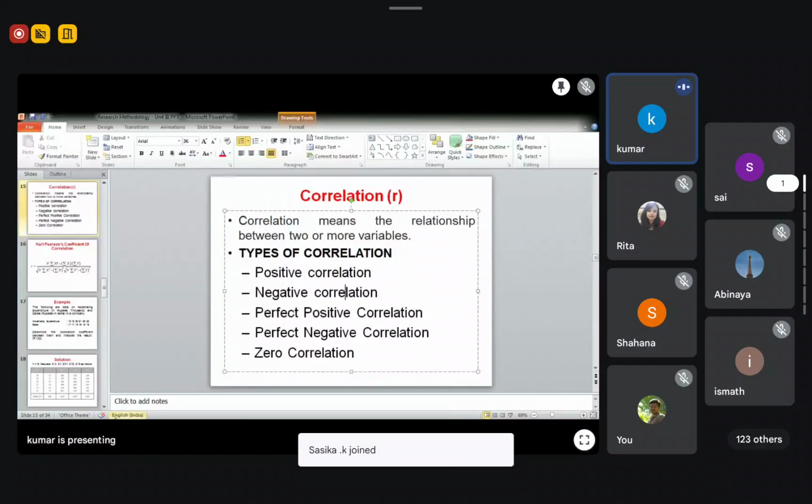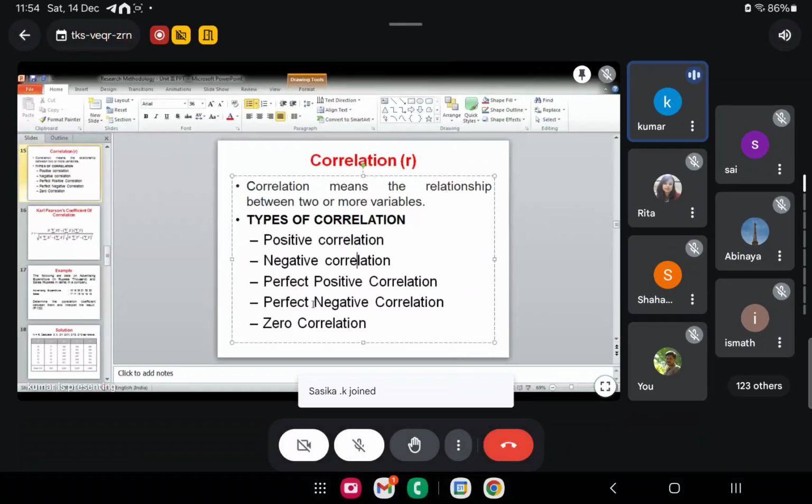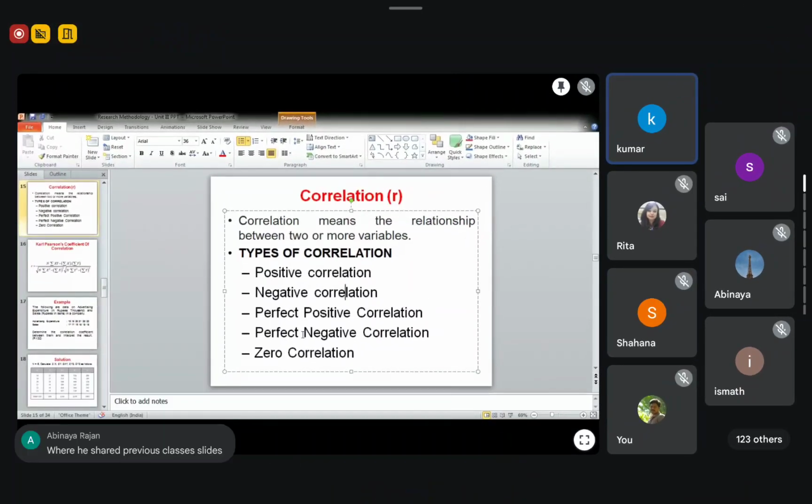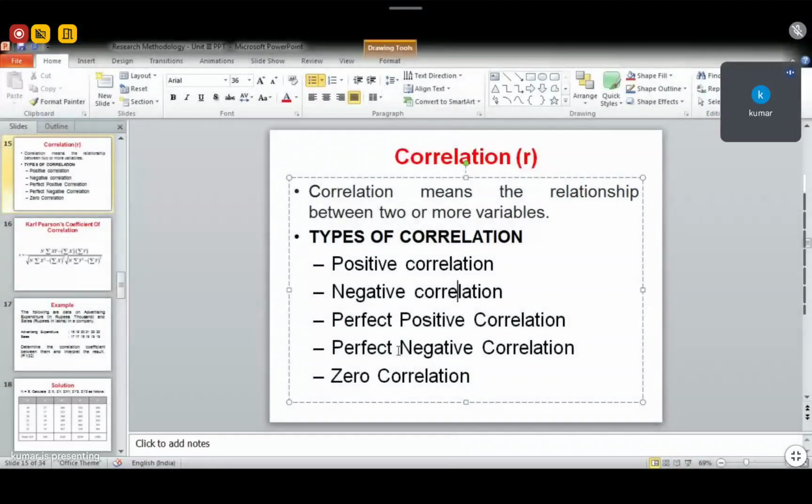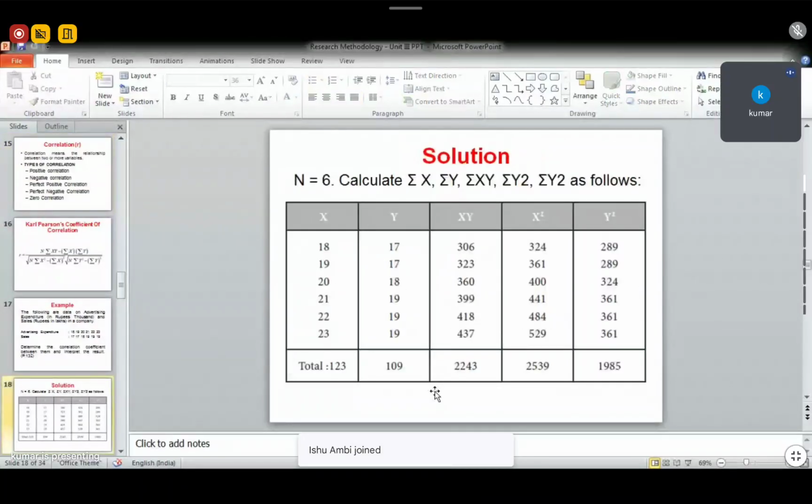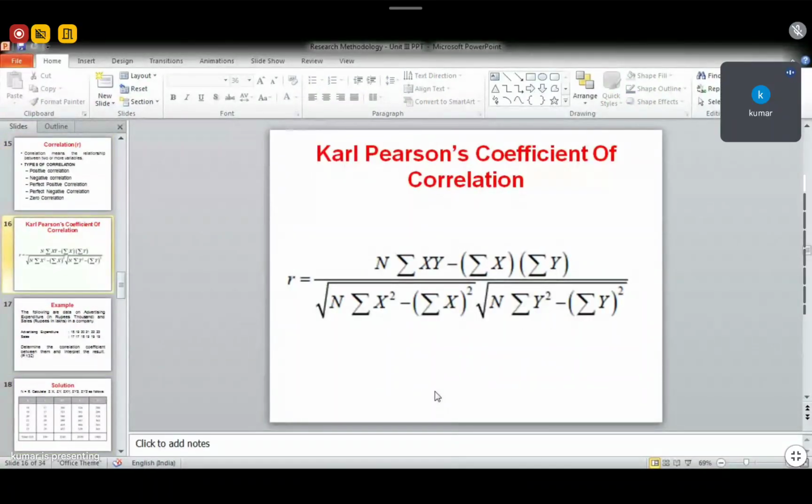Correlation is the next topic, from which you will also get problems. Let me go straight to the problem part of it. Correlation means the relationship between two variables. If there is a relationship between two variables, we say that they are correlated with each other.